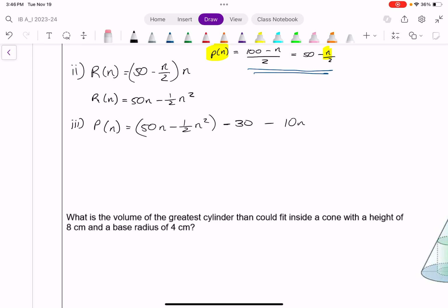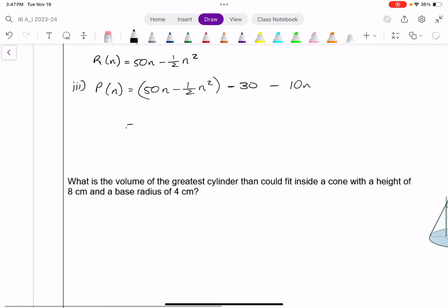I might as well simplify this, collect like terms, and I get 40N minus 1/2 N squared. So there's my profit function. Oh, minus 30. All right, another quadratic function.